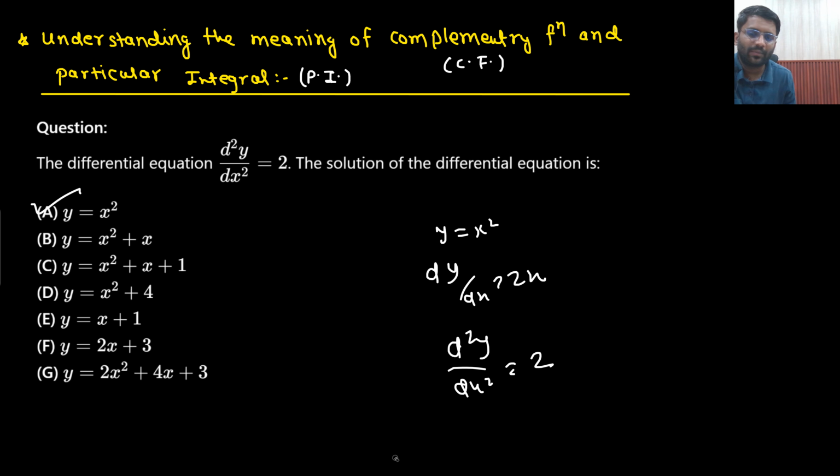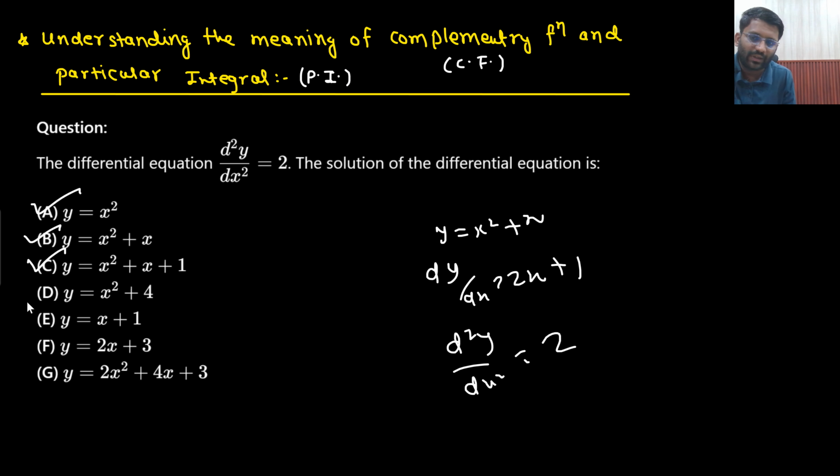Differentiate this one 2 times. When you differentiate x square plus x for 1 time, I will get 2x plus 1. When I differentiate 2 times, I get 2. Yes, correct. This will also be correct. This will not be correct. This will not be correct. And this will not be correct. You can check on your own. Very simple example. These 3 are not correct.